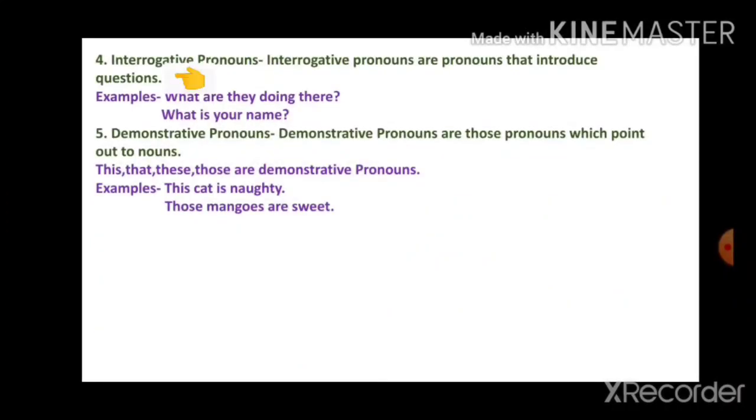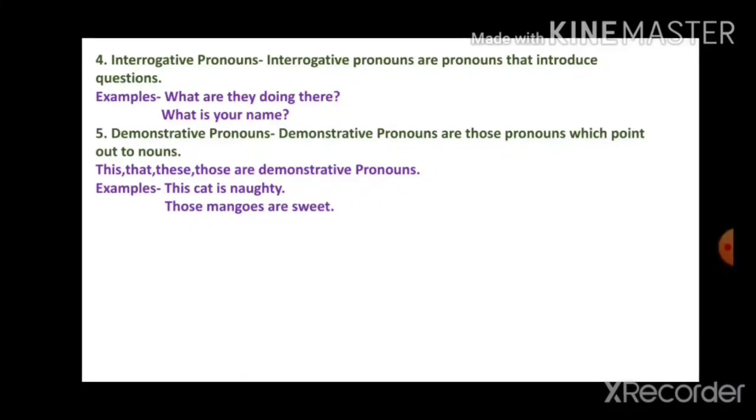Next is interrogative pronouns. The word interrogative means questions, as you have done in sentences. So interrogative pronouns are pronouns that introduce questions, that ask questions. What are they doing there? What is your name? And questions can be asked with other WH words also, like how, when, where.